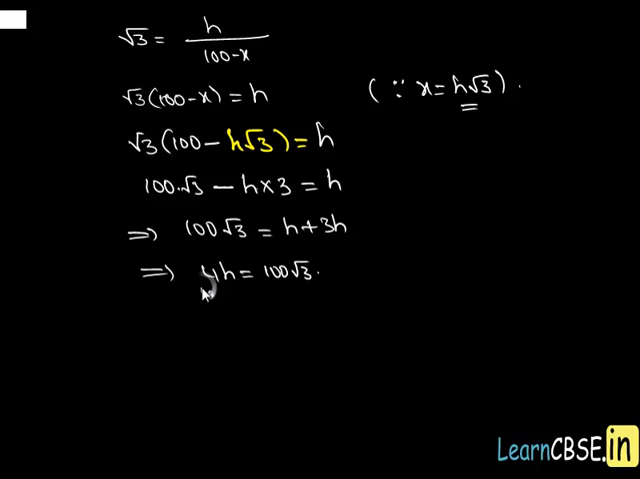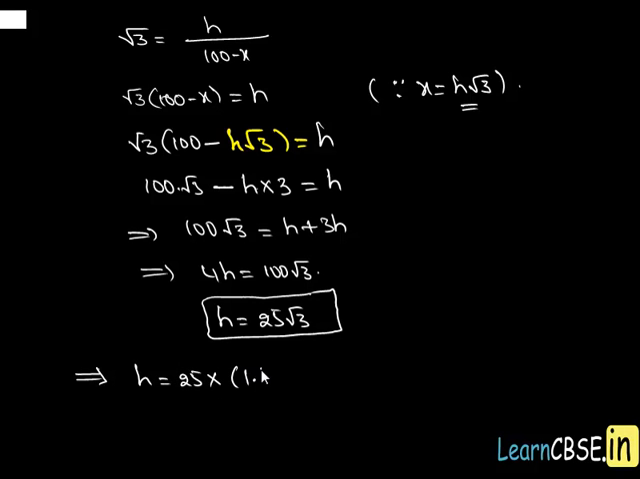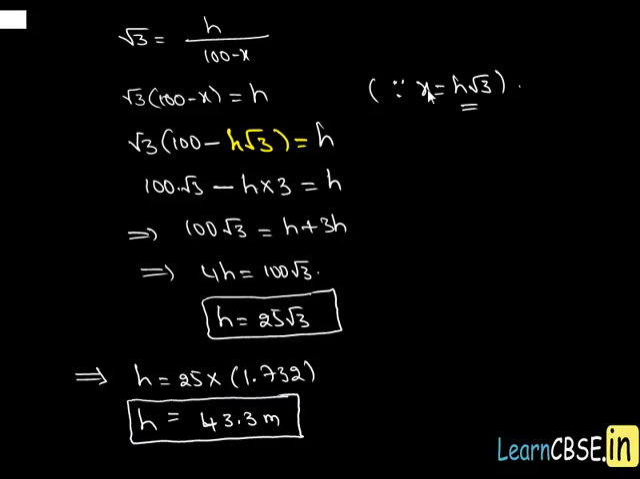To get the value of h, we divide both sides by the coefficient of h, which is 4. On dividing we get 25 times root 3. Therefore we have found the value of h, which is 25 times root 3. But we are given the value of root 3, so we substitute. Root 3 is 1.732. By multiplying we get the value of h approximately 43.3 meters. Therefore the height of each pillar is 43.3 meters, and we have to find the value of x.